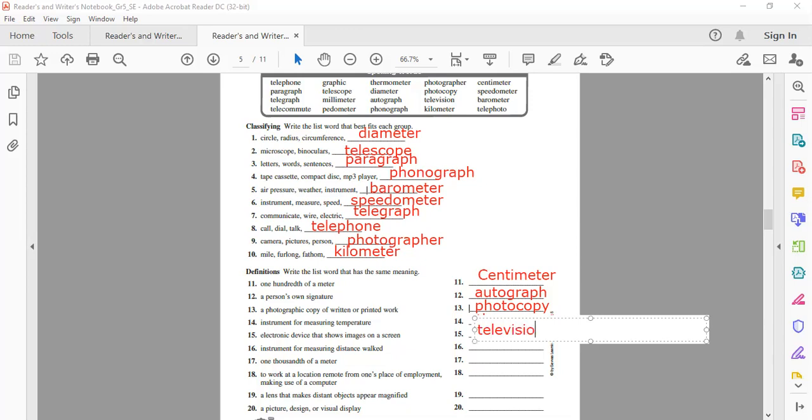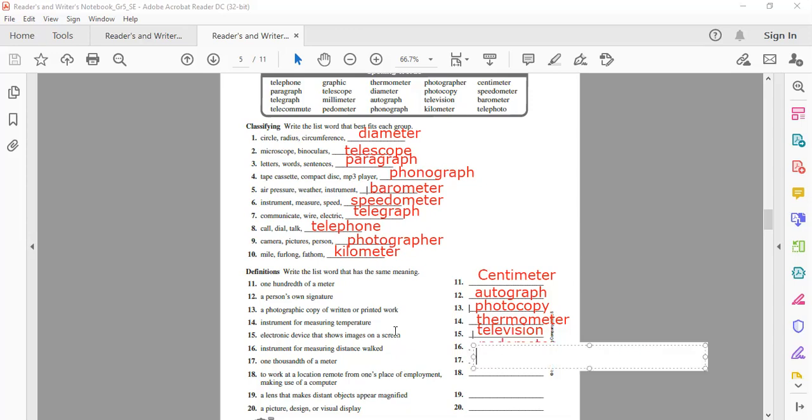Miss, can I do number 16? Haifa, number 16 for you. Tala, are you there? Yes, I'm here. Number 16 for you. Instrument for measuring distance walked. It's called pedometer. Excellent, my girl. Pedometer, excellent.